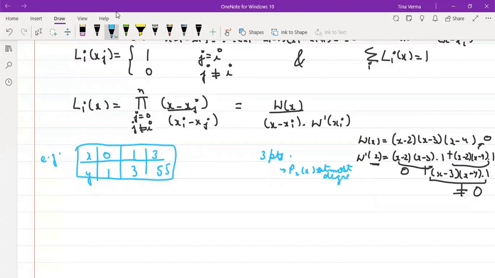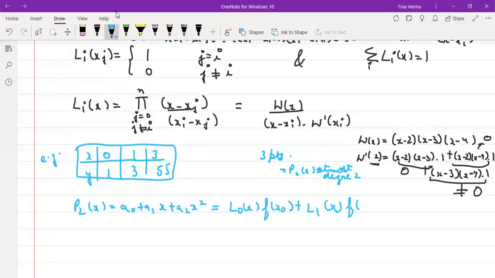So pn(x) will be of degree 2 at most. So what is your formula? p2(x) will be a0 plus a1x plus a2x square. That is equal to L0(x) times the function's value at x0, plus L1(x) times the function's value at x1, plus L2(x) times the function's value at x2. What is your L0? x minus, what is L0(x)?